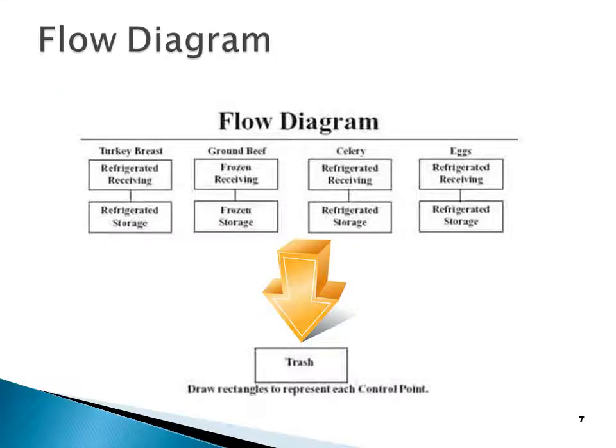So this is the beginning part of the flow diagram. What I gave you looks like this, and it's got the turkey breast, ground beef, celery, and eggs. They all come into the loading dock, refrigerated receiving or frozen receiving. I made the ground beef frozen. I made the turkey breast fresh, just to give you 2 different scenarios to follow them through the kitchen.